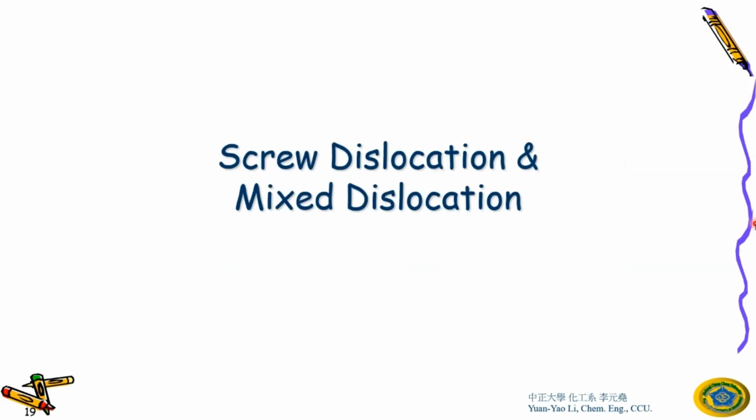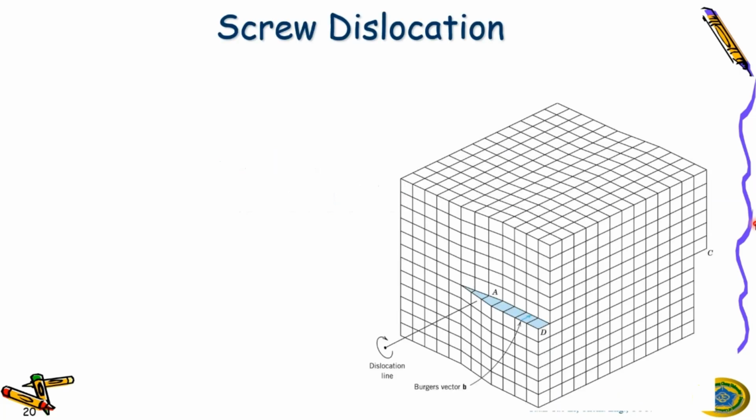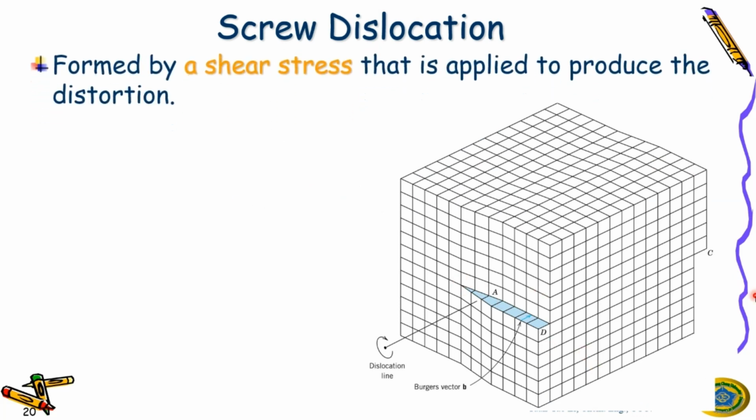Okay, so the second one is called screw dislocation. What is screw dislocation? Screw dislocation means that you have a shear stress. Take a look at this. If you have two planes, like my hands, and you move one halfway this side and the other halfway this side, this is called screw dislocation.